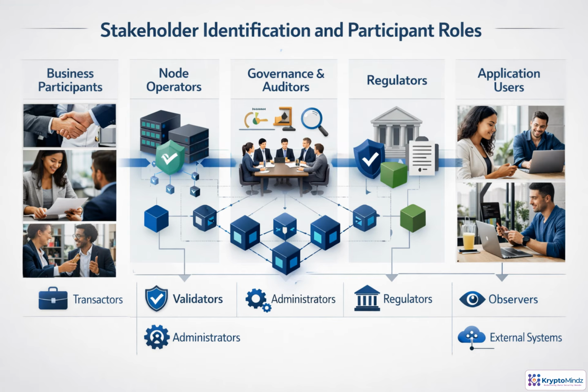Next, identify the people and organizations around the network before designing permissions or smart contracts. A company may submit transactions while a different team runs its node. Regulators might observe records without validating blocks. Auditors may need read access, but not operational control. This separation defines accountability, onboarding rules, eligibility, and change approvals early, so the Besu network reflects real business responsibilities instead of only technical infrastructure.